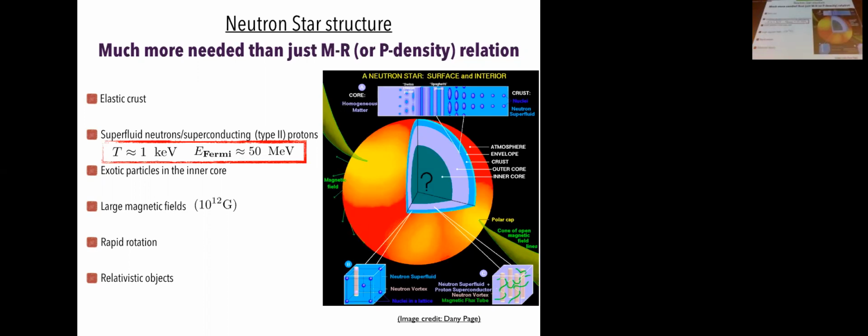And then there's a lot more we have to consider when we model these systems, because the outer lower density layers will form a crust. So you have nuclei in a lattice, like in a terrestrial crystal, and you have to deal with large magnetic fields and rapid rotation. Of course, this is very compact, so ideally you would like to do all this in general relativity. But this is what we want to focus on today.